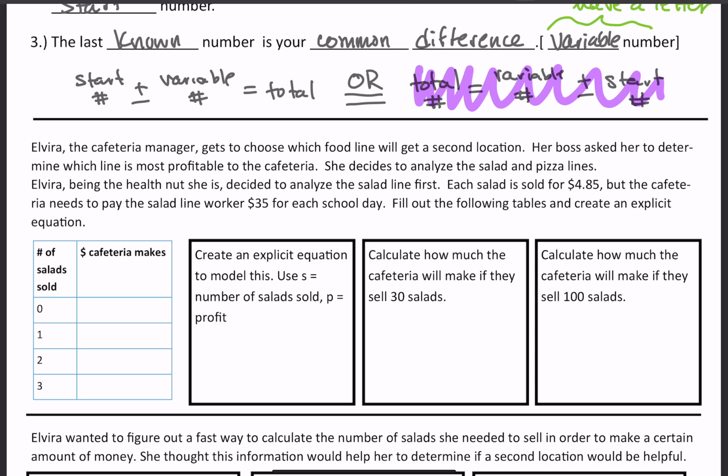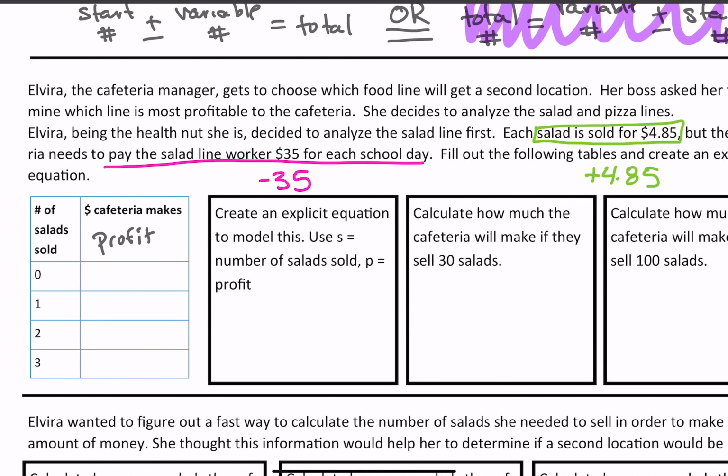Now, the money the cafeteria makes in our table is their profit. And profit is, just like it says, the money they make. Now, if you are selling each salad for $4.85, that means you are going to be adding $4.85 every time you sell a salad. But if you pay someone, a salad line worker, each day, that's not profit. They lose money, so that's going to be a subtracted 35. Now looking at our table here, if they sell 0 salads, it's not going to be 0. It's going to be a negative 35 because they still got to pay that salad line worker.